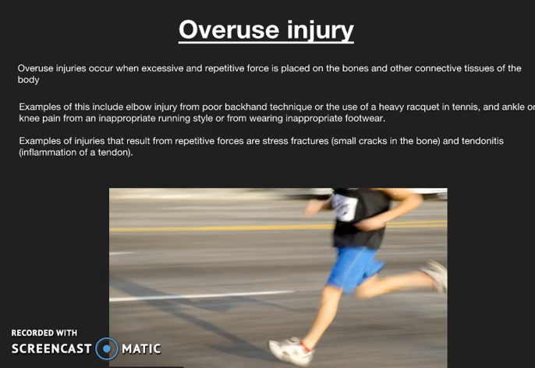An overuse injury is when repetitive and excessive force is being placed onto a certain part of the body, and that continuous overuse of that body part causes injuries which may be in the form of stress fractures, which are small cracks, or tendonitis, which is an inflammation of the tendon around the joint. Often this can also be accompanied with poor technique for the sports person.